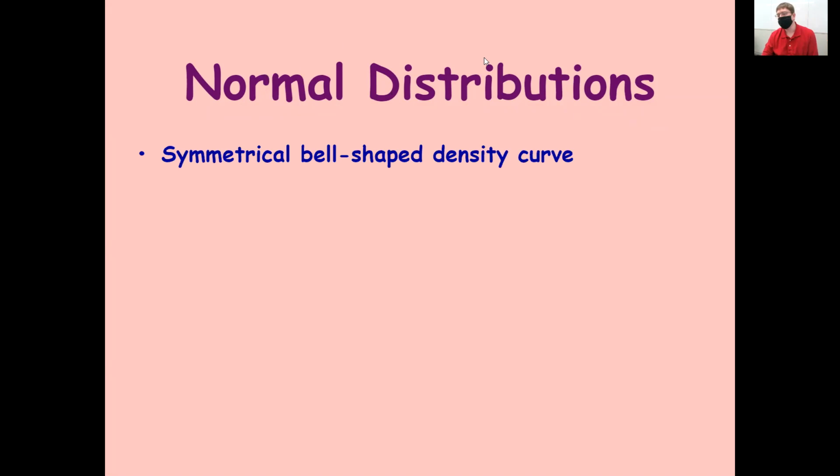So a normal distribution, if you remember way back in September, it rhymes. It's a symmetrical bell-shaped density curve. So it looks like a little bell. It is symmetrical, which is going to be helpful to us.